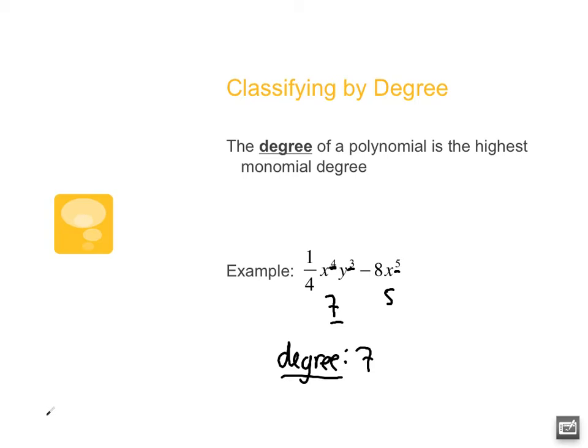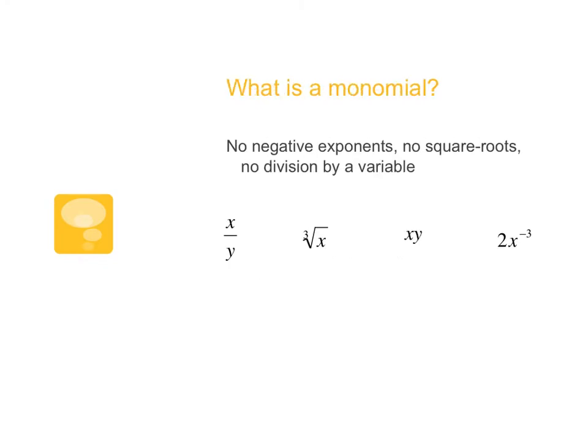So before we go on classifying, I want to talk about what is a monomial. Okay, so a monomial has no negative exponents, no square roots, and no division by a variable. If I'm moving too fast, please make sure you pause the video so you can write everything down.